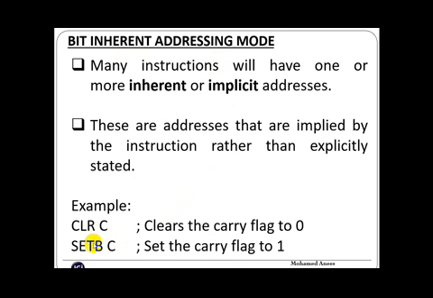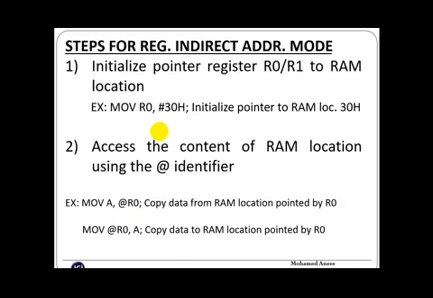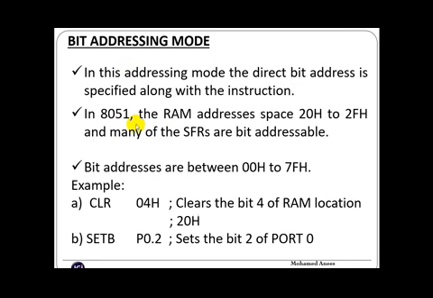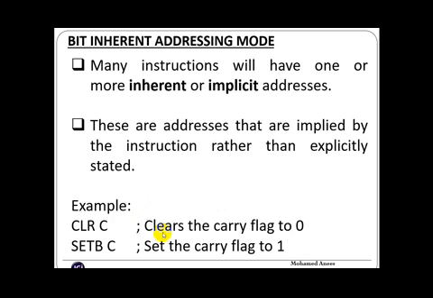Okay. The other examples can be clear overflow flag, clear parity. Okay, so all these are referring to your PSW register. That's the difference between bit addressing mode and bit inherent addressing. See, here I have explicitly mentioned this belongs to port 0. So the register is mentioned, also the bit of that register is also mentioned. But here I have not mentioned the register, but it is understood.